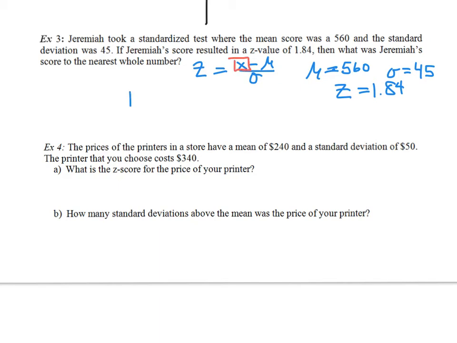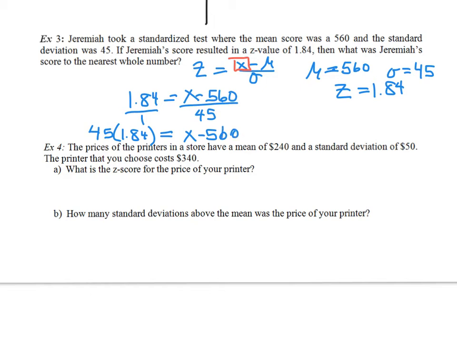So I'm going to say 1.84 is equal to x minus 560 divided by the standard deviation 45. Now this is just a proportion that we can solve by cross multiplying. So we want to go ahead and multiply 45 times 1.84, and that's going to be equal to x minus 560.